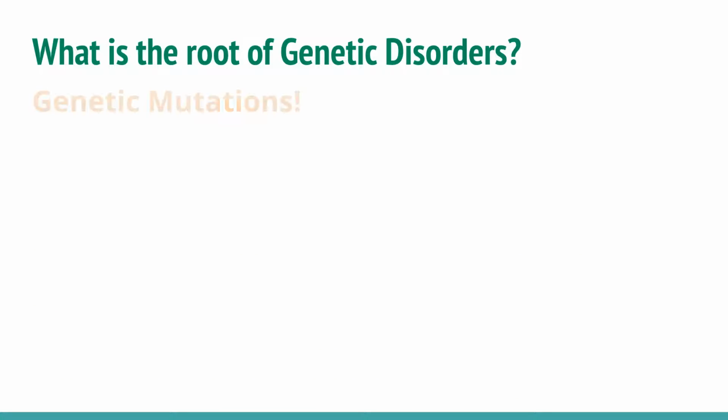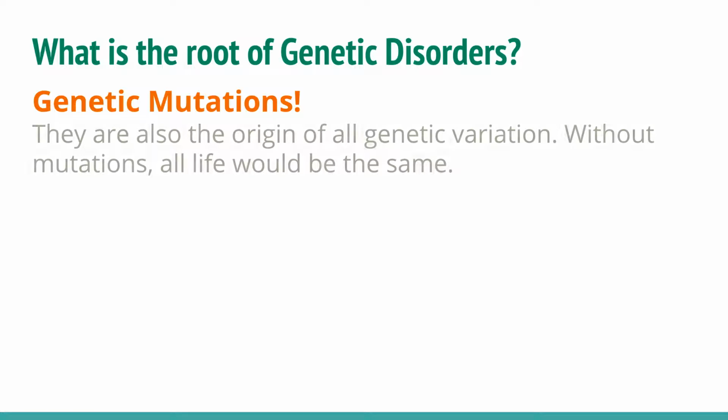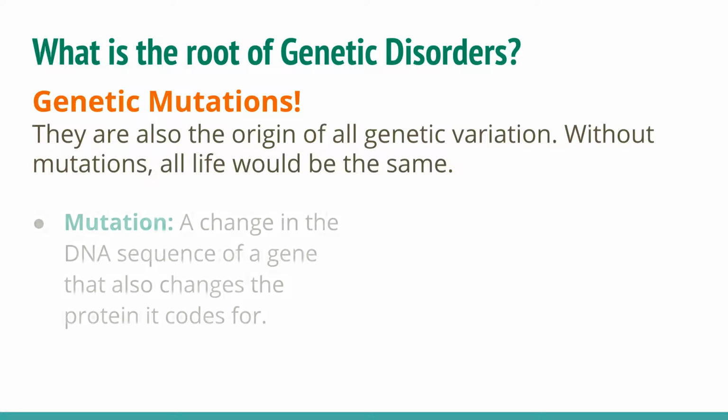So, what is the root of a genetic disorder? Genetic mutations. So last week towards the end of the week, we started to discuss mutations about how if the DNA sequence is broken, that is when the mutations happen. So they are also the origin of all genetic variation. So what makes us all look different and are different. So without mutations, all life would be the same. So not all mutations are bad mutations.